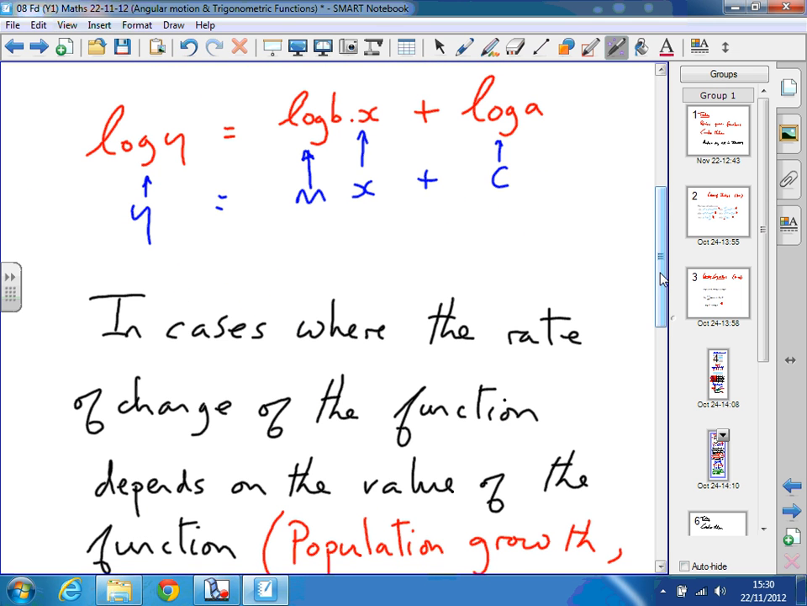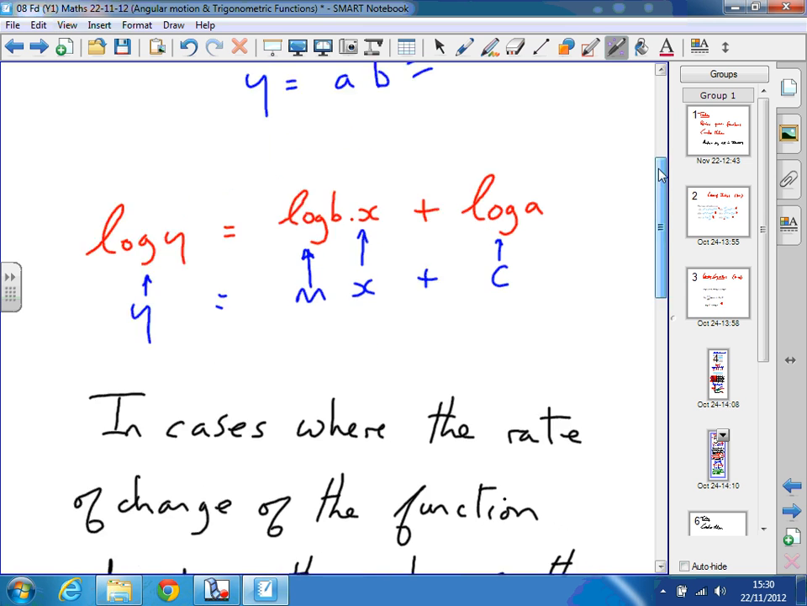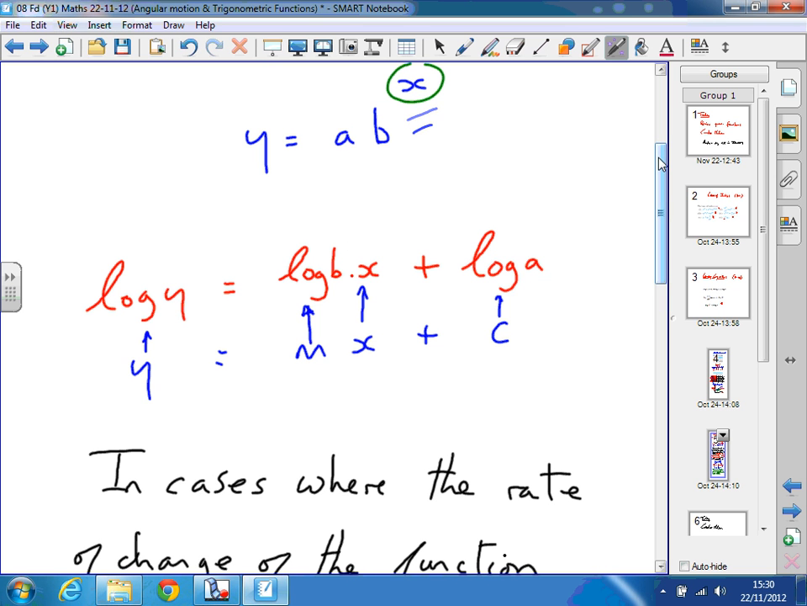And again, the gradient will allow us to find b, because it tells us the log of b, from which we can get the base, and the y-intercept will tell us the logarithm of a, so we can find out what a was. So again, you plot the line to allow you to find the values of the constants in this function.